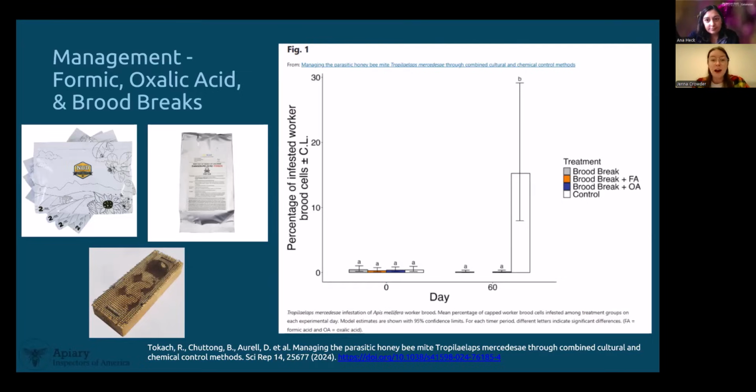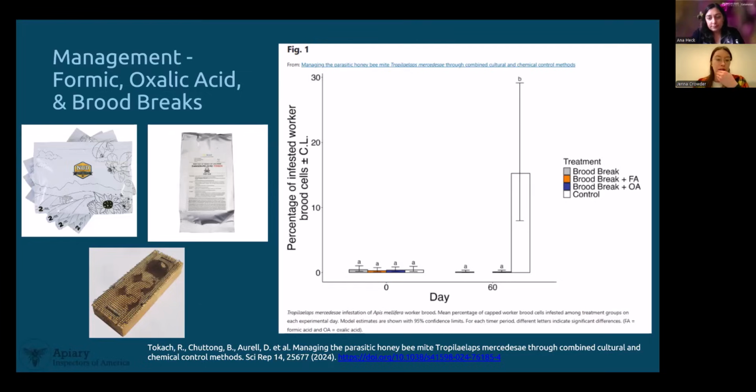That's the main drawback, right? At least in my experience. This graph here is from a study that Rogan Tokash and Dan Arell and the rest of them over at the Auburn Bee Lab did on looking at different combinations of cultural control methods like a brood break in combination with formic acid and a brood break in combination with oxalic acid. And they found that the most effective options for control were a brood break with formic and a brood break with oxalic. They were pretty equitable or pretty similar in results, right?